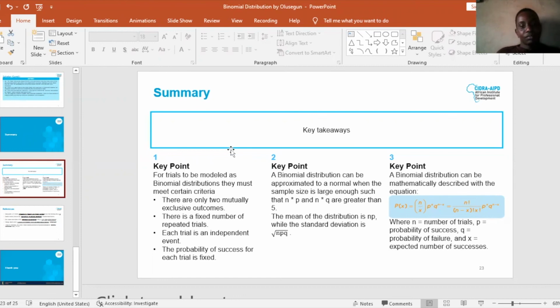The third key point: a binomial distribution can be mathematically described with the equation n combination x times p raised to the power x times q raised to the power n minus x, which is equal to n factorial over n minus x factorial times x factorial, all of that multiplied by p raised to the power x times q raised to the power n minus x. As stated in this image, n equals the number of trials, p the probability of success, q the probability of failure, and x the expected number of successes. Those are the three key takeaways from this module.